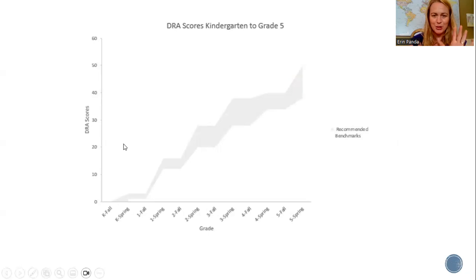This is what I'm going to show you: results of developmental reading assessments, the DRA scores, so reading scores. On the x-axis, we've got the many different points in time that reading was assessed. The gray bars are what kids should be reading to be at grade level. So any kid that is within the gray bar is reading at grade level. These are the recommended benchmarks.